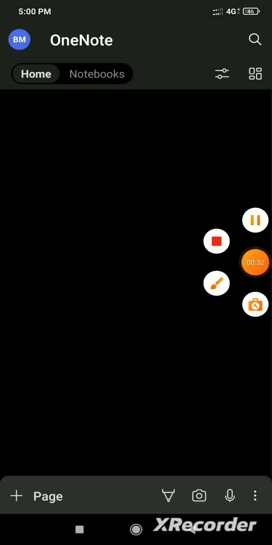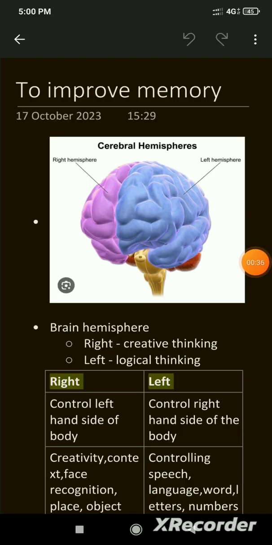Actually, I have prepared a note. I will share it. Yeah, this is my note. I have just noted down some points regarding memory. While I researched this topic, I got some ideas about it, so here I am sharing my insights with you.